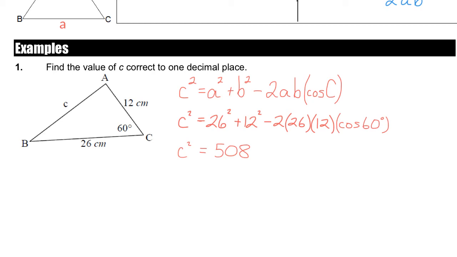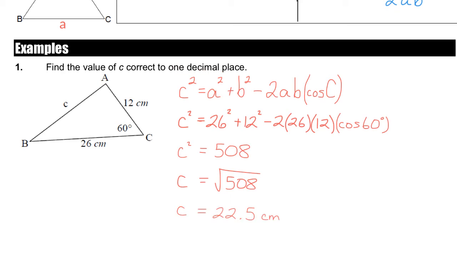So to find c, we need to do the opposite of squaring, which is square root. So c is the square root of 508. And that ends up being 22.5 when we round it to one decimal place.